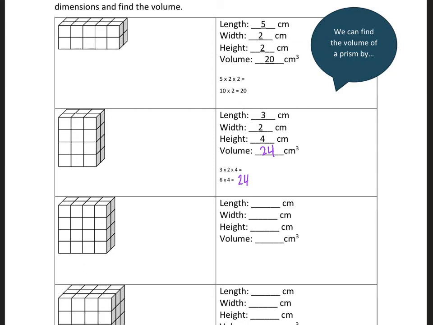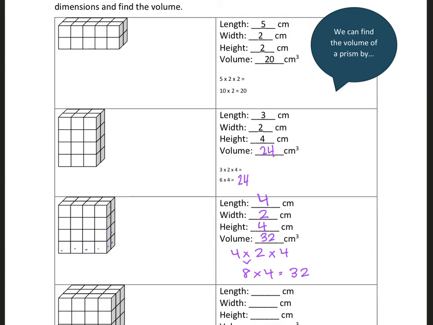Okay, now you have to find the dimensions yourself and then use the formula. So the length on this one is 1, 2, 3, 4 centimeters. The width, how far back it goes, is 1, 2 centimeters. And the height is how tall it is, which is 1, 2, 3, 4 centimeters. All right, to find that volume, we're going to multiply them all together. So 4 times 2 times 4. Okay. And when I multiply that together, 4 times 2 is 8, and 8 times 4 is 32 cubic centimeters.